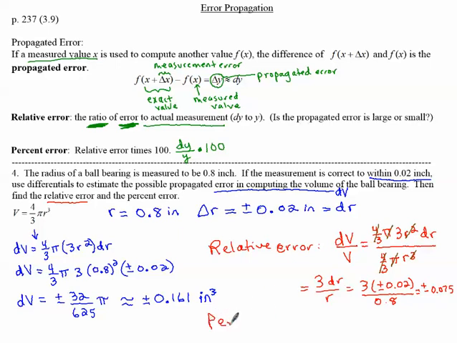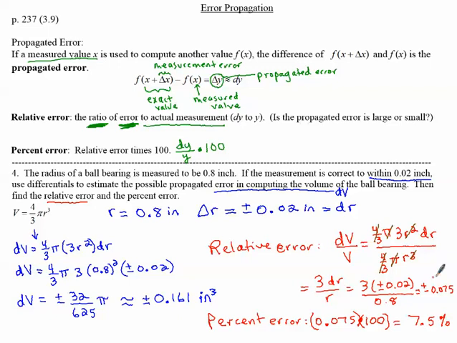Converting that to a percent error means multiplying by 100. 0.075 times 100, and that gives us 7.5%.